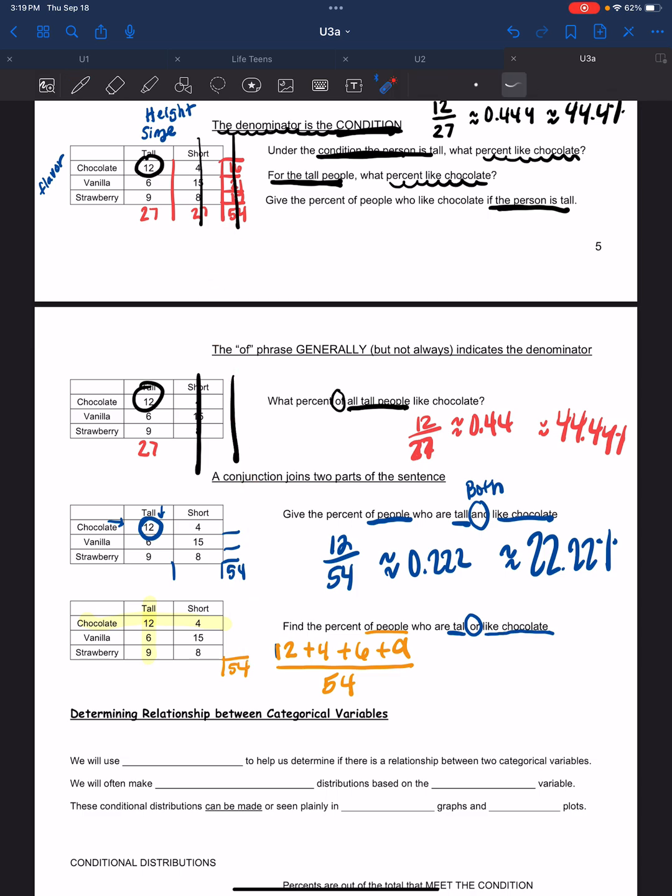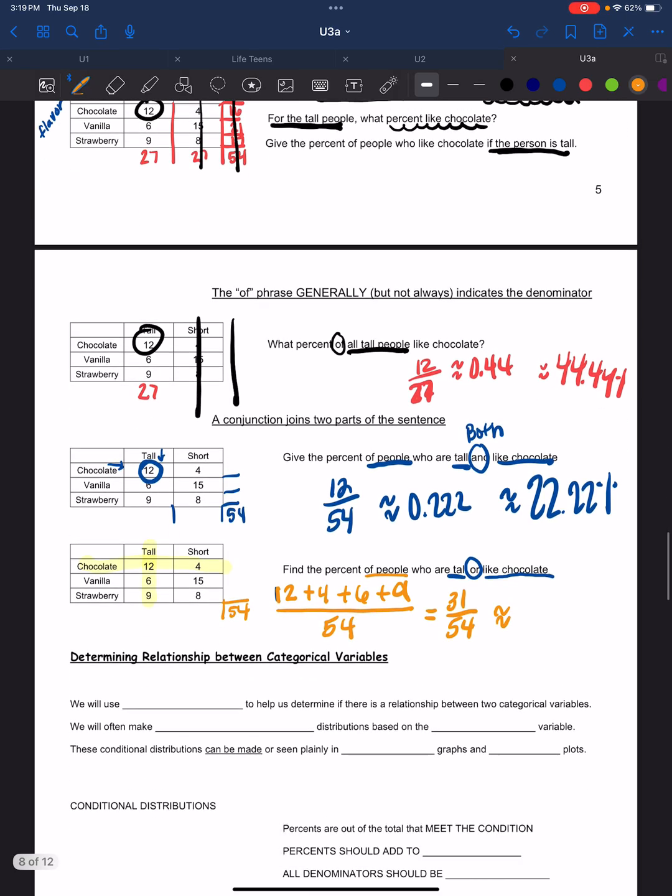Let's go ahead and find out what this is, because I don't know. If we add across the board, we would have 31 over 54. And then we can go find out what percentage that is. 31 divided by 54 is 0.5741. So that would be 57.41% of our data are people who are tall or like chocolate.